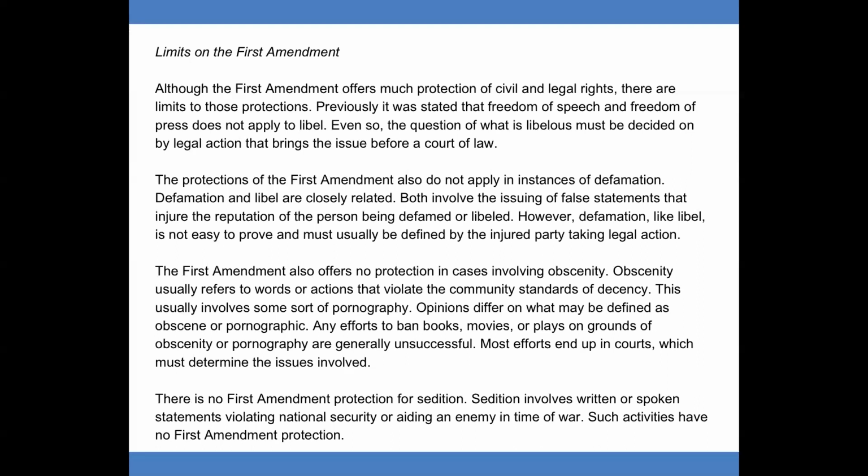There is no First Amendment protection for sedition. Sedition involves written or spoken statements violating national security or aiding an enemy in time of war. Such activities have no First Amendment protection.